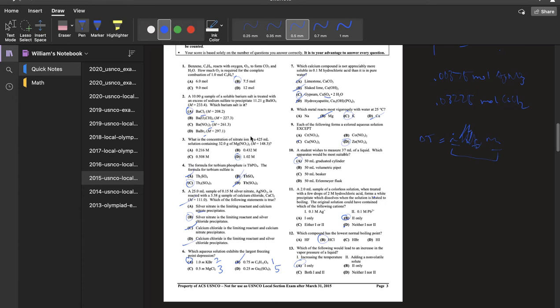9, all of these form a colored aqueous solution except, okay, so in the context of the USNCO, color means incomplete, not totally filled d subshell. Not totally filled, not totally filled, not totally filled, totally filled.